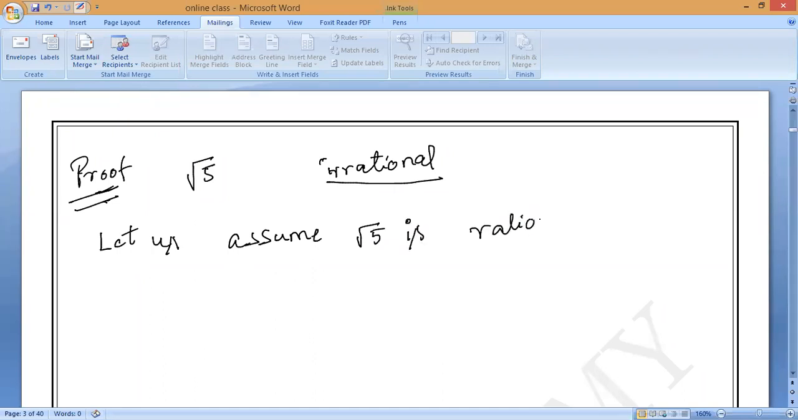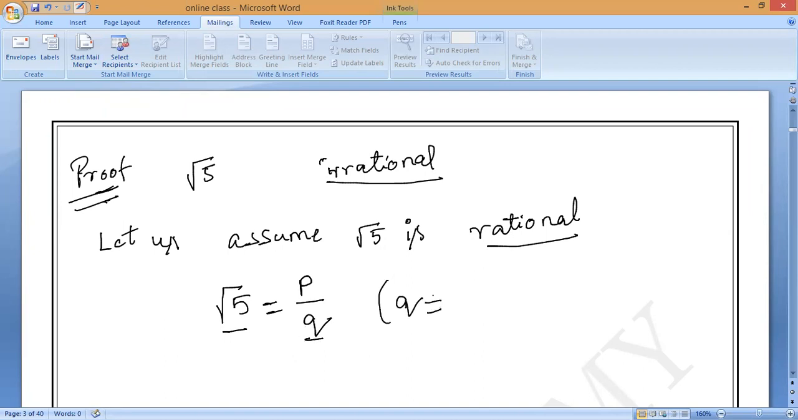rational. What are rational numbers? Numbers which can be written in the form of P by Q. So root 5 equals P by Q. Is this step clear, everyone? Root 5 equals P by Q, where Q is not equal to 0.